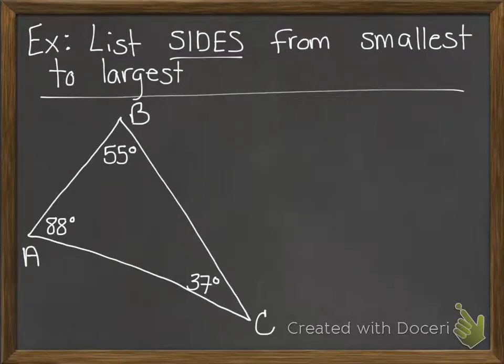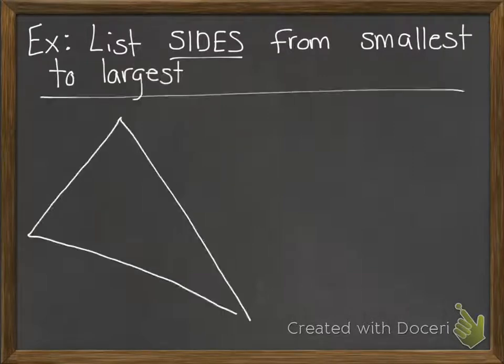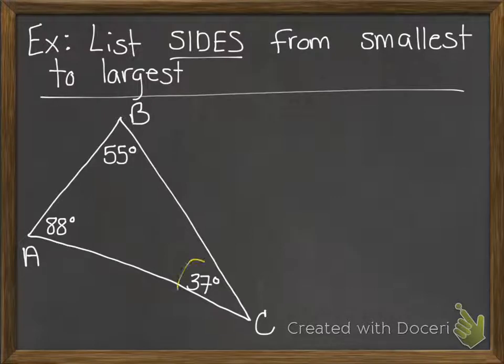All right, so first of all, I'm listing my sides from smallest to biggest, so I need to look at my sides. So I know my smallest side is across from my smallest angle. So I'm going to look at angle C. That's my smallest angle because 37 is the smallest number. I'm going to look across from it. So I know that AB is going to be my smallest side.